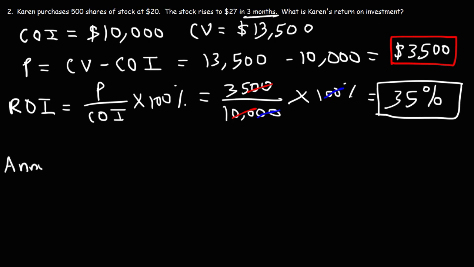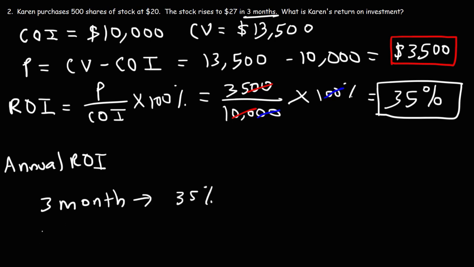So if you were to extrapolate this, what would be her annual ROI? What would you say? So if the stock continues to grow at its current pace, if she earned a 35% return in 3 months, then in 1 year, which corresponds to the word annual, in 12 months, it should be 4 times that amount, assuming the same growth rate. So 35 times 4, this would be an annual ROI of 140%.